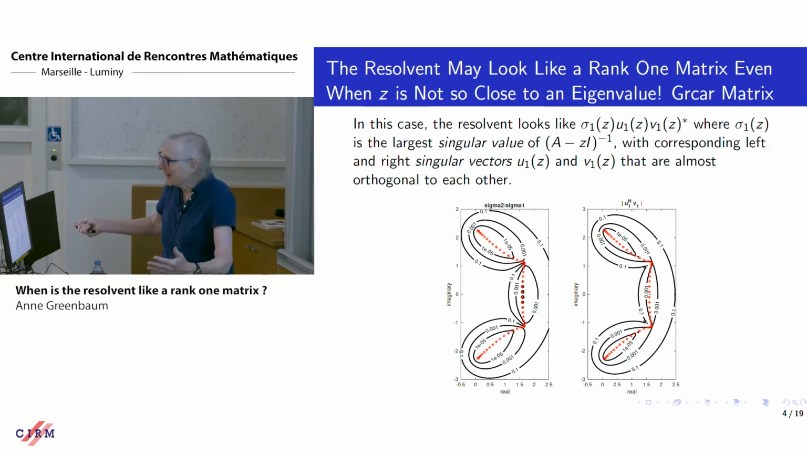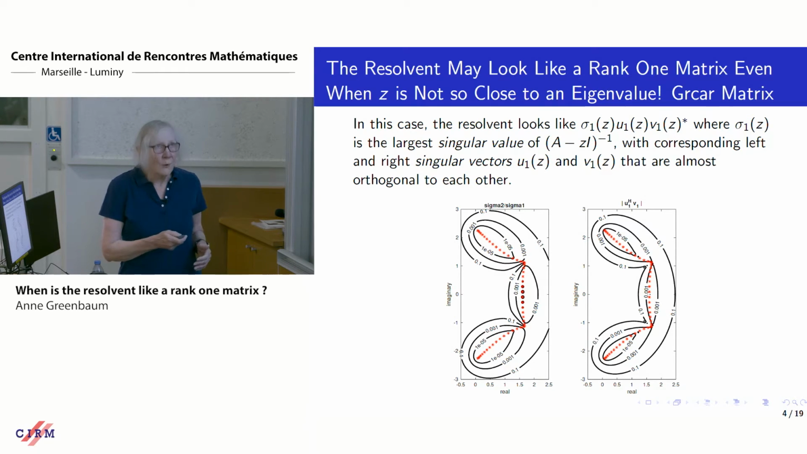It's not the x y star that we saw before. There's no close eigenvalue, but it is close to the rank 1 matrix sigma 1 u1 v1 star, where sigma 1 is the largest singular value of the resolvent, and u1 and v1 are the corresponding left and right singular vectors. And indeed, they are almost orthogonal to each other. They're orthogonal to within 0.001 on a region that is a little bit smaller than this one. So the resolvent looks like a rank 1 matrix, at least for the Gercher matrix, over a pretty large region.